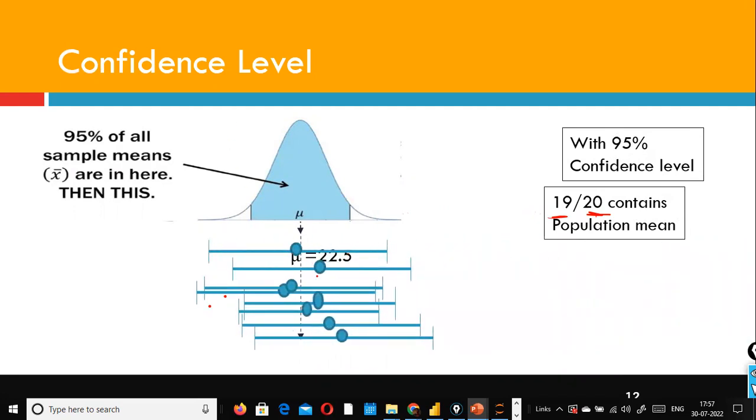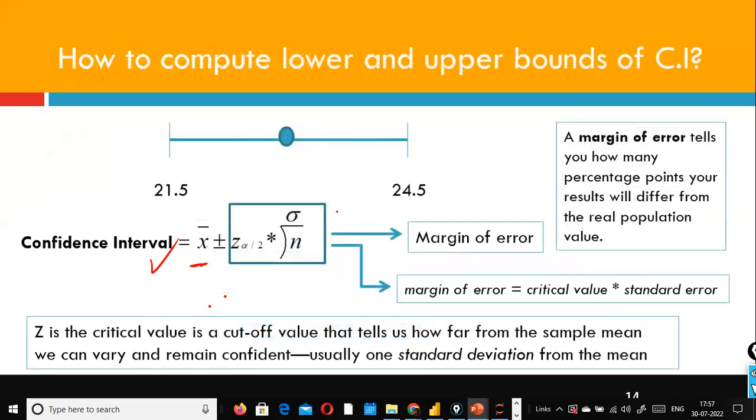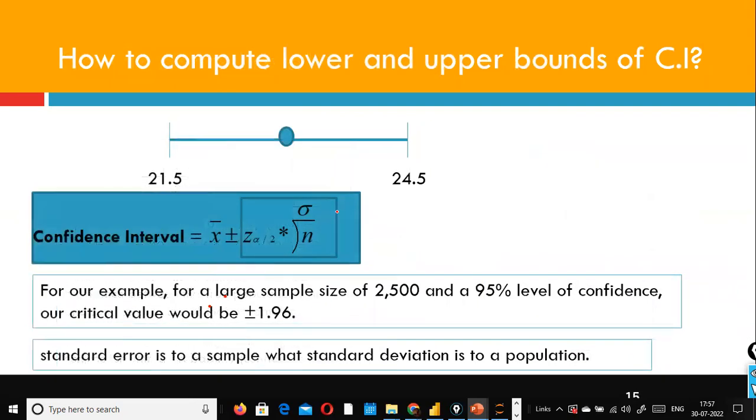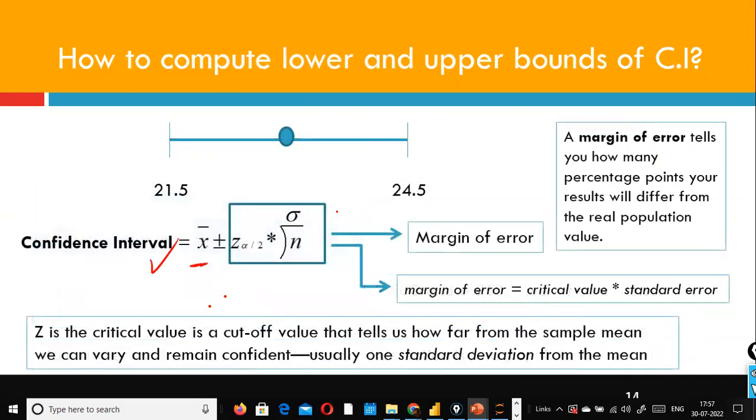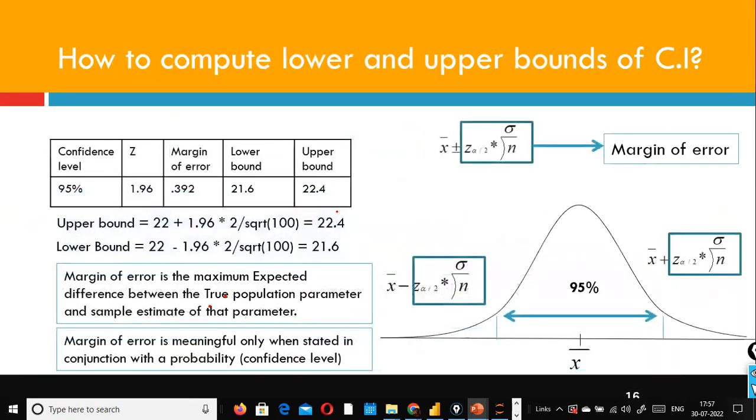This is one sample, with its lower bound and upper bound. Sample to sample, the lower bound and upper bound also change. So there is a 95% confidence level that out of 20 samples, 19 samples contain the population mean. That is what it says. So what is the Z? Z is the critical value, a cutoff value that tells us how far from the sample mean we can vary. Very simple.